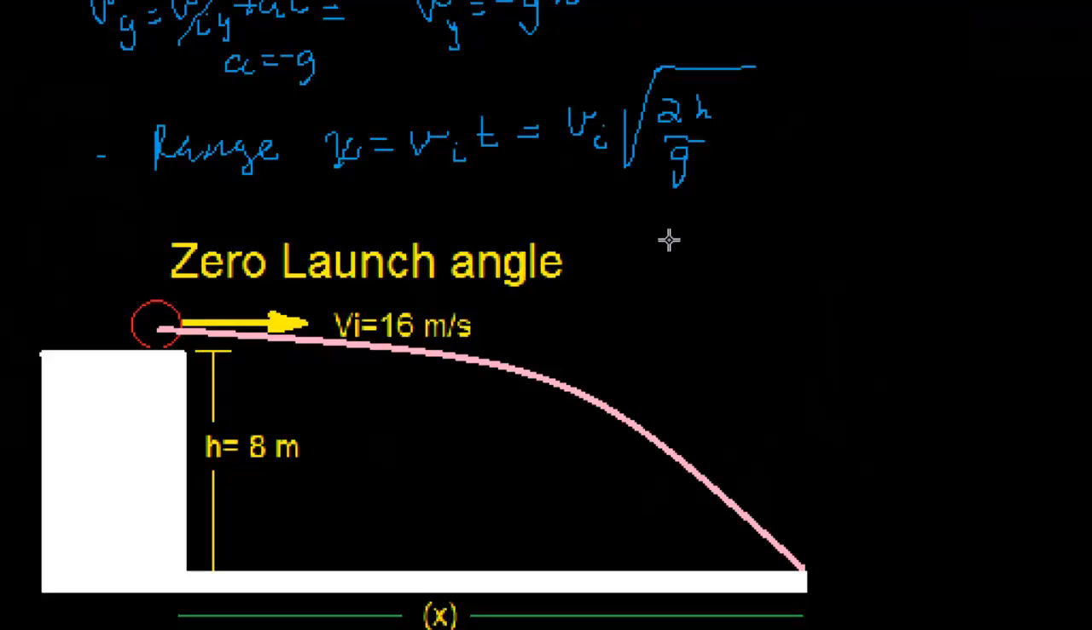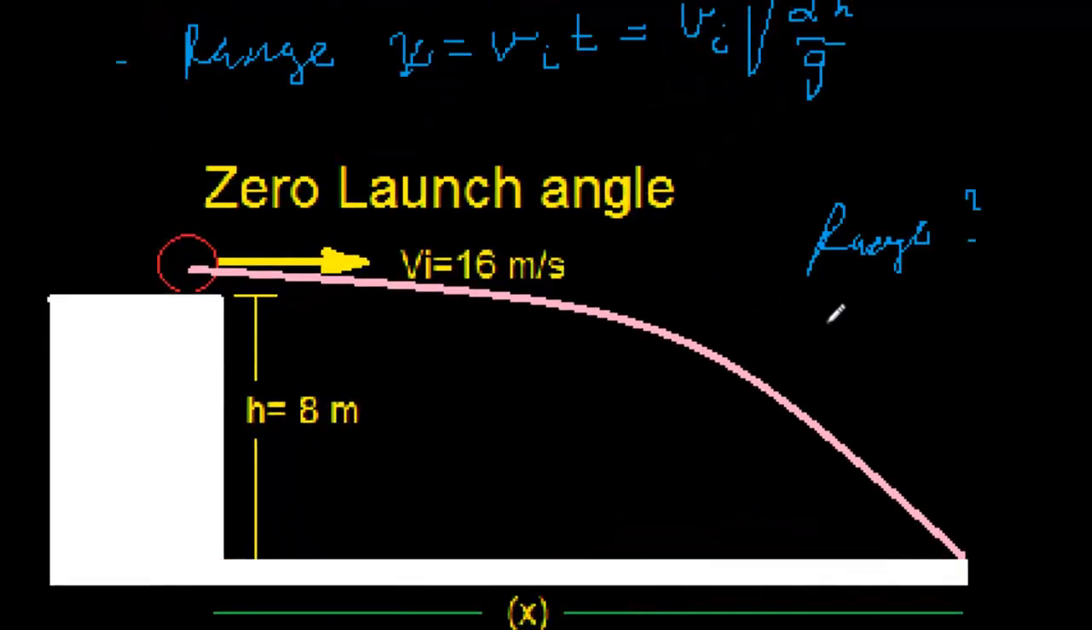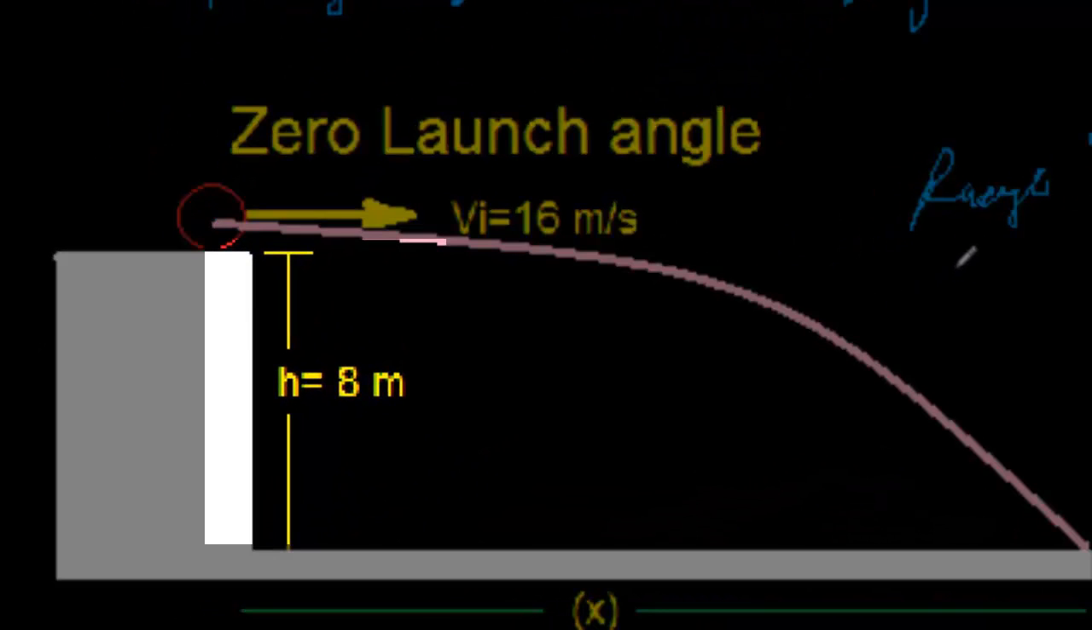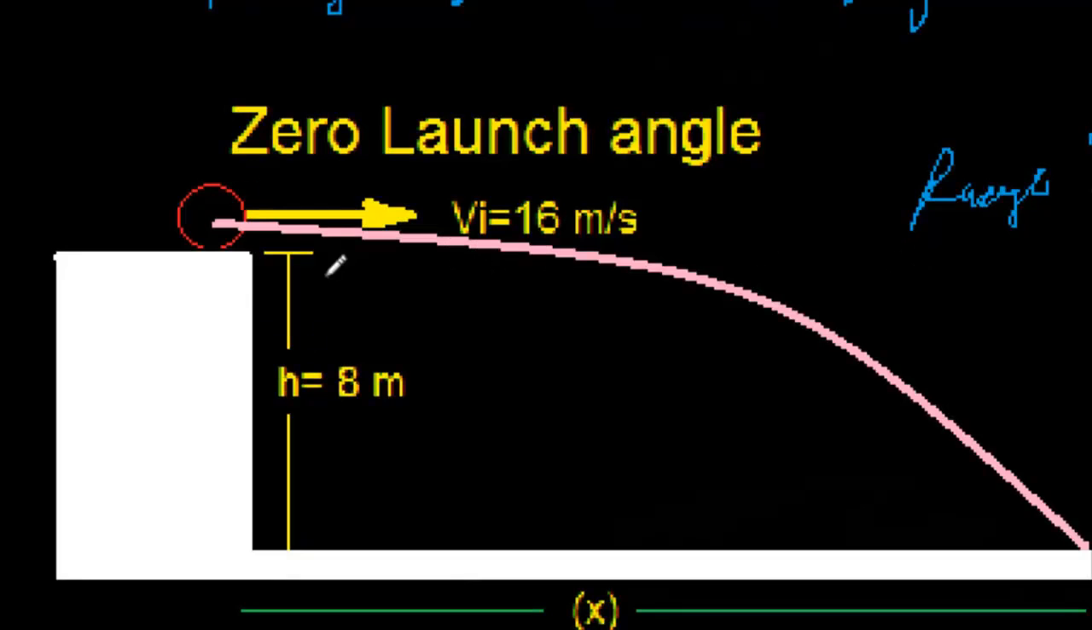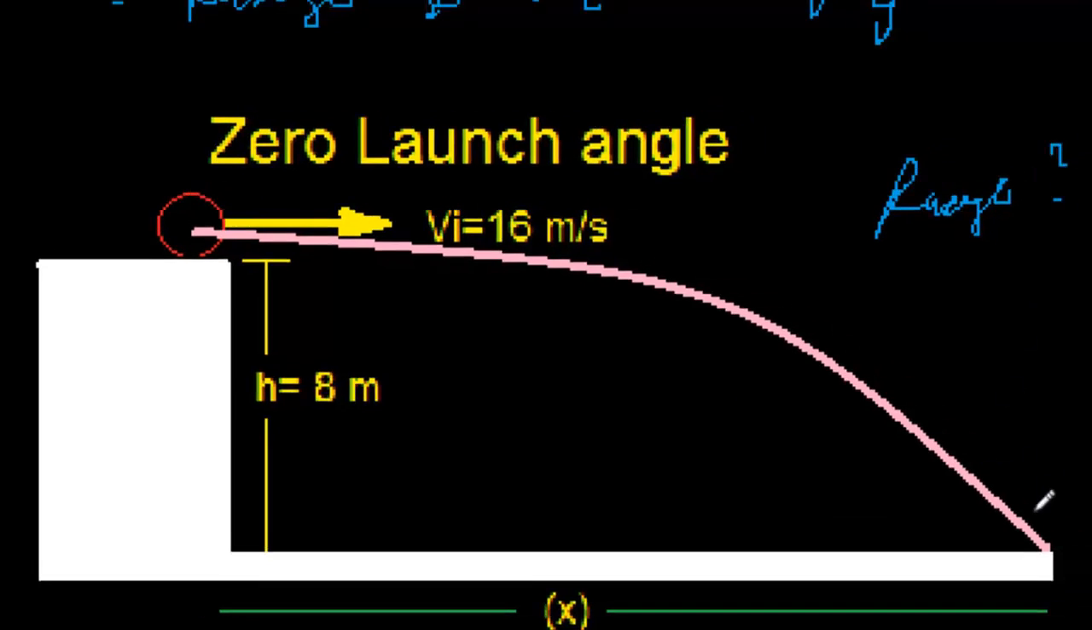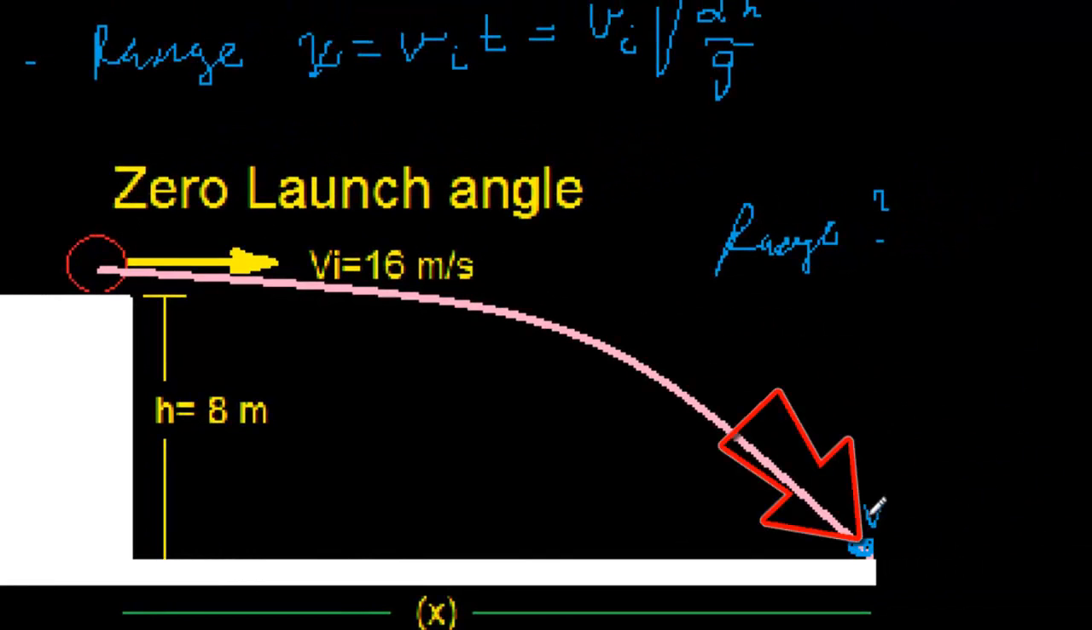Let's say we have an initial velocity of 16 meters per second and a height of 8 meters. Let's find out range. So maximum height obviously is going to be 8 meters, because that's as high as it's going to get. The second it leaves, gravity starts to pull it and it's going to slow down. So we know the maximum height. Let's say we need to know velocity here, a split second before the object hits the ground.